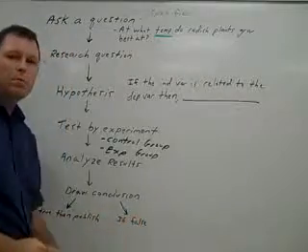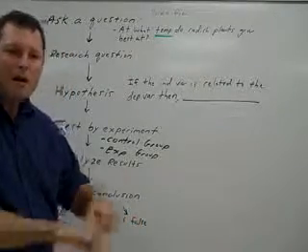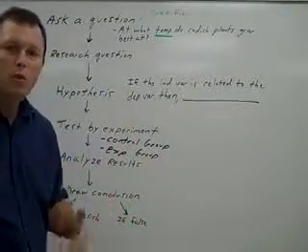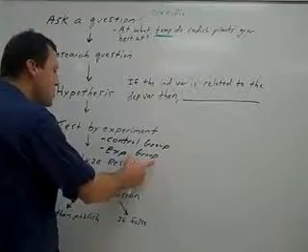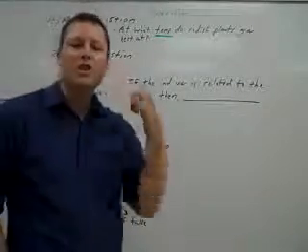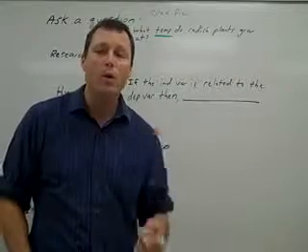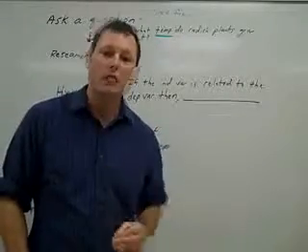The control group is what I'm going to compare everything to. I'm just going to let things happen as they would normally happen. The experimental group, I'm going to change one factor, and that one factor is called the independent variable.